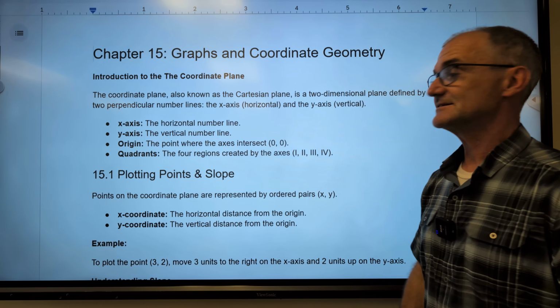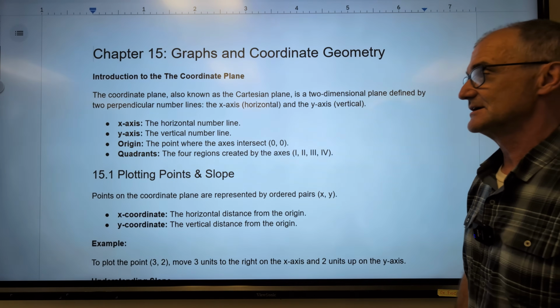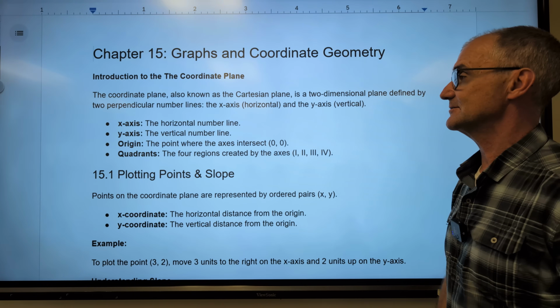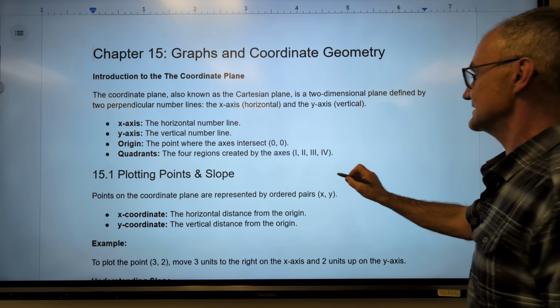All right, with that said, let's go ahead and get started on Chapter 15, Graphs and Coordinate Geometry. No matter what, you got to have paper and pencil out in front of you, even if you haven't downloaded the book. So today, all of this stuff is based on this idea.